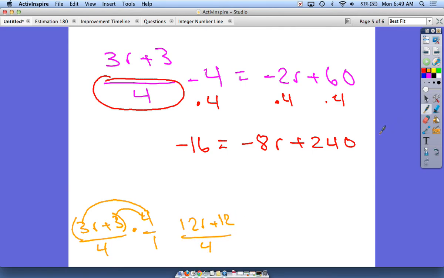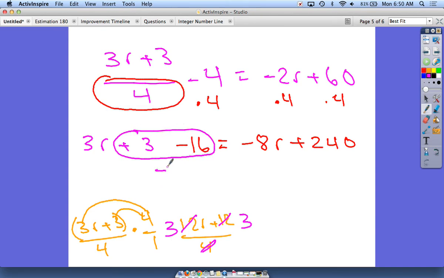Now everything also has to be divided by 4 here to cancel things out. So 12 divided by 4 is going to be 3. 12 divided by 4 is going to be 3. So I've got 3r plus 3 and then the rest of it here. Combining like terms, I can combine these two numbers together. So that's going to be minus 13 plus 3r equals negative 8r plus 240.